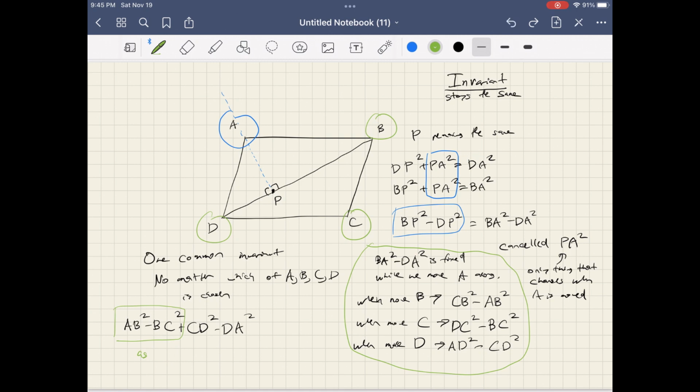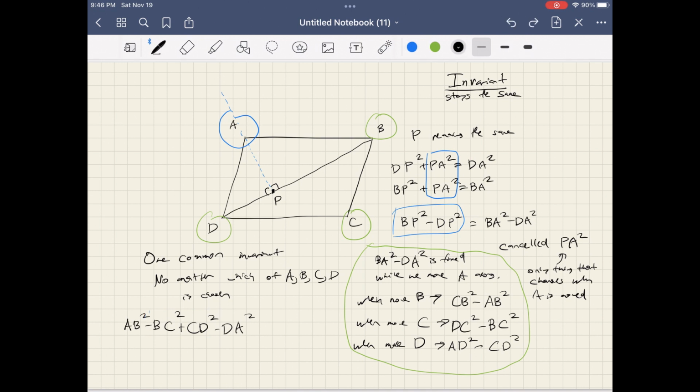Let's say we were moving something different. Let's say we were moving vertex C. Then negative BC squared plus CD squared would remain invariant by the observation that we had earlier. And once again, neither AB squared nor DA squared are affected by the movement of C. So once again, our common invariant holds. And you can extend this for all of the vertices.